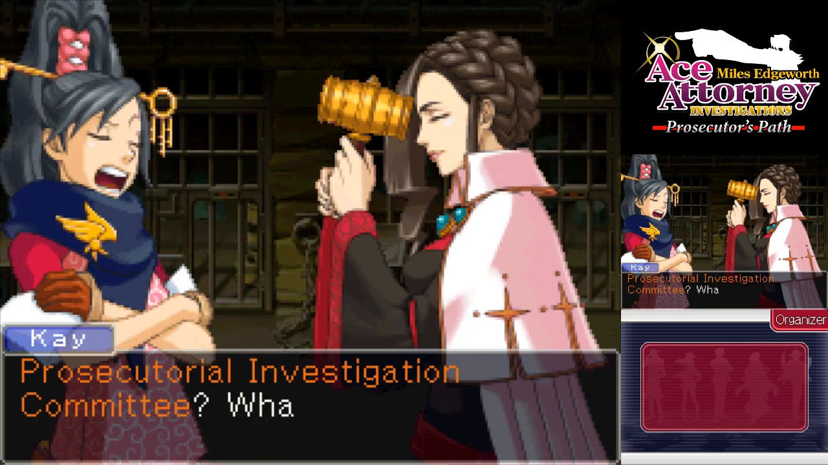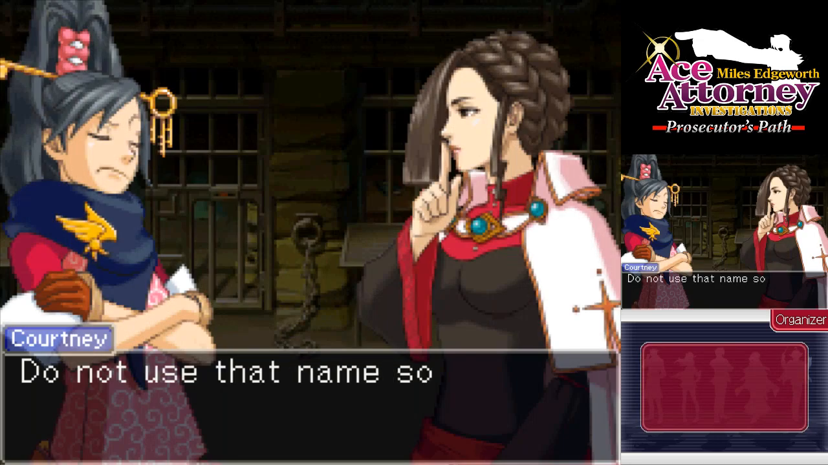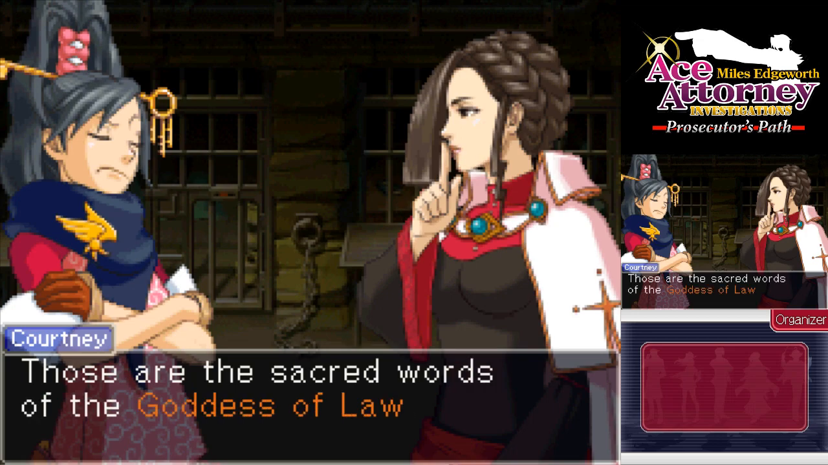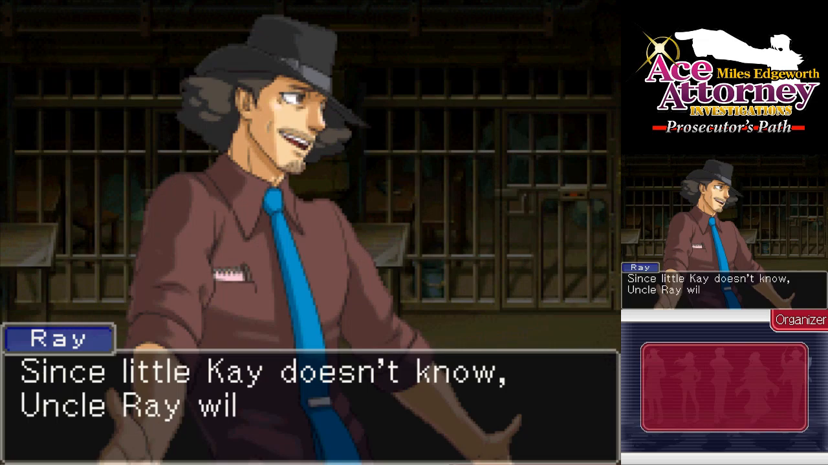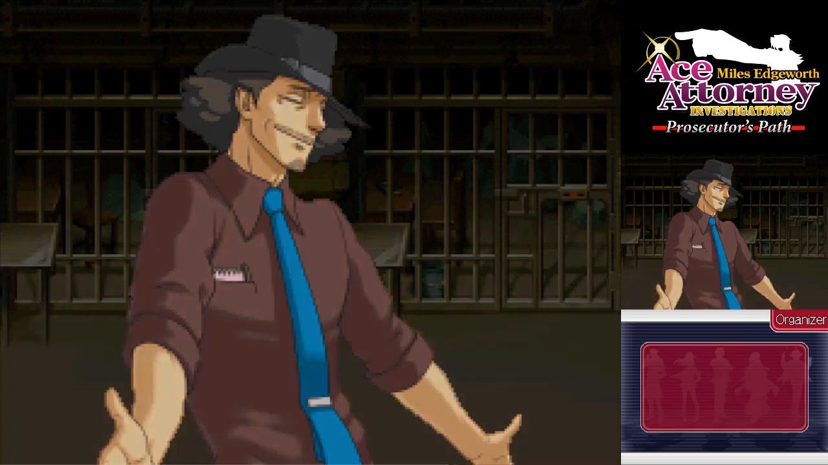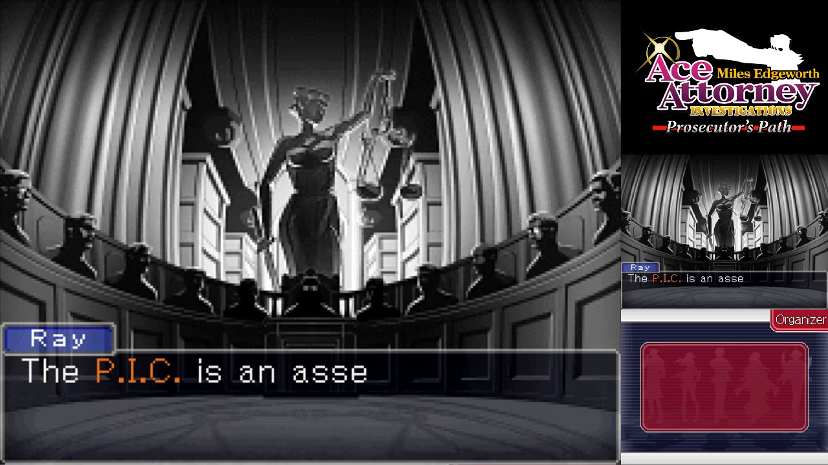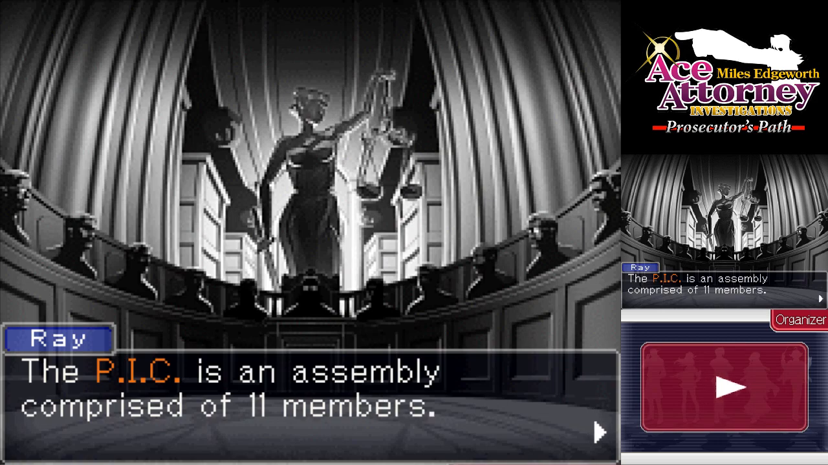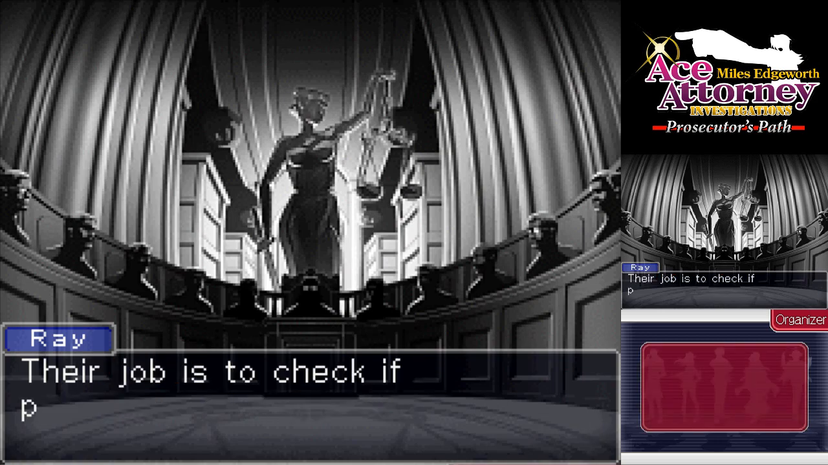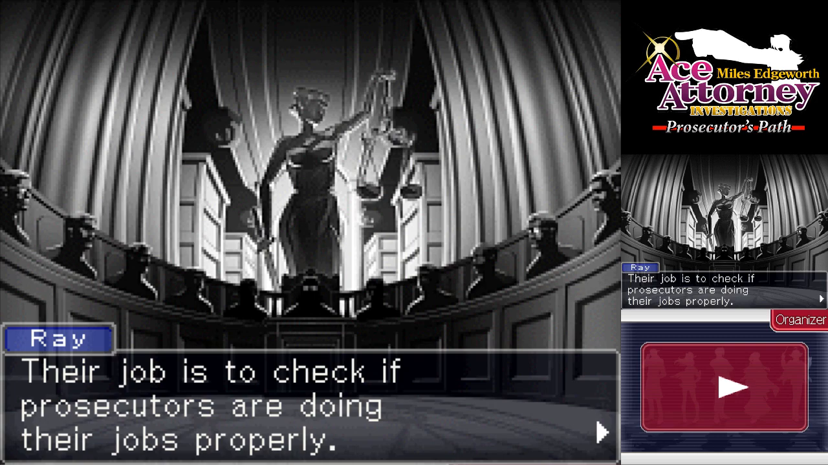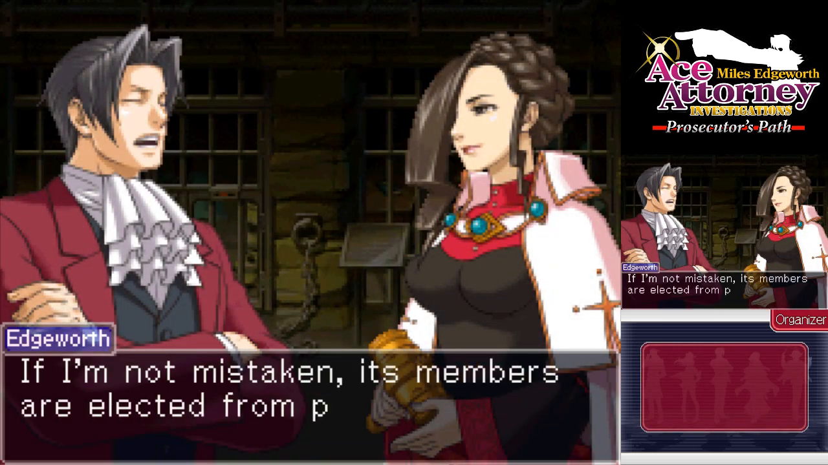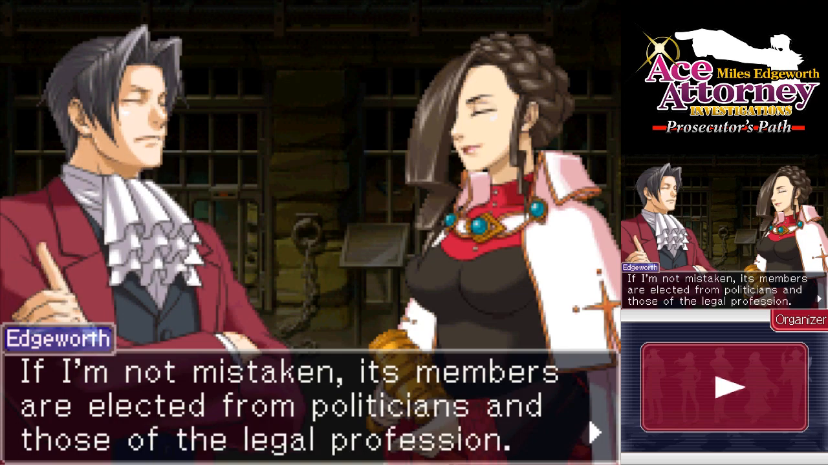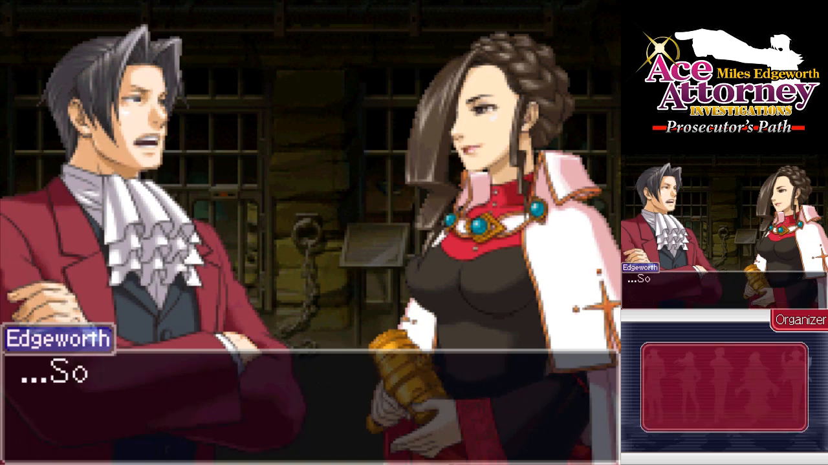Prosecutorial Investigation Committee? What's that? Do not use that name so lightly. Those are the sacred words of the goddess of law. Since little Kay doesn't know, Uncle Ray will explain it for her. The PIC is an assembly comprised of 11 members. Their job is to check if prosecutors are doing their jobs properly. If I'm not mistaken, its members are elected from politicians and those of the legal profession.